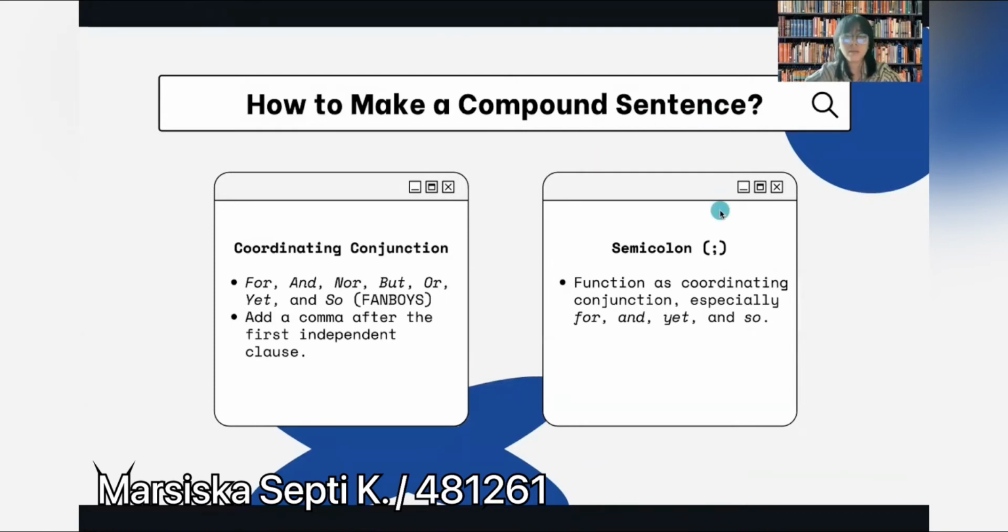The other way to make a compound sentence is by using a semicolon that functions as coordinating conjunctions, especially and, for, yet, and so.